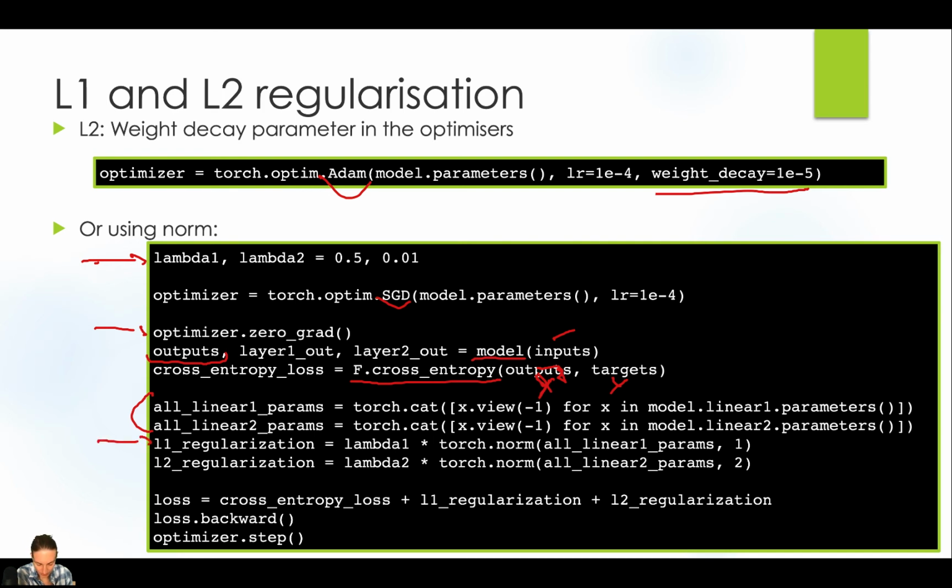And if we do L1 regularization, then we can call the norm function, multiply by lambda 1 for layer 1, and we can call the norm function for layer 2. In case of L2 norm, we need to put a 2 here and multiply that by lambda 2. Okay, so our final loss will then be our cross-entropy loss plus each regularization term that we want to add. We do backpropagation and update our weights.